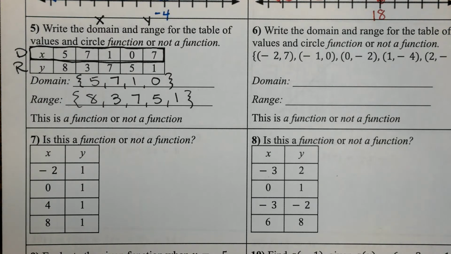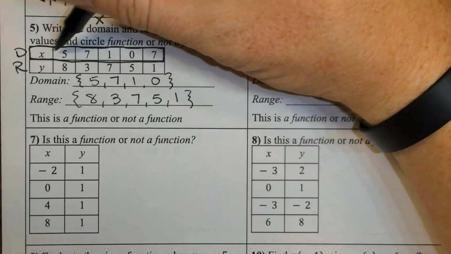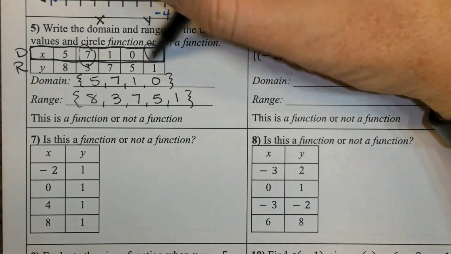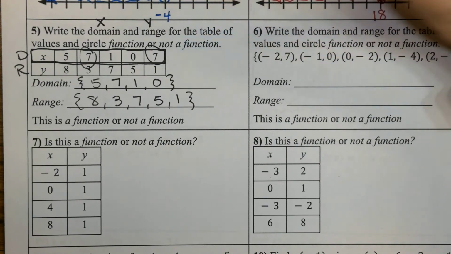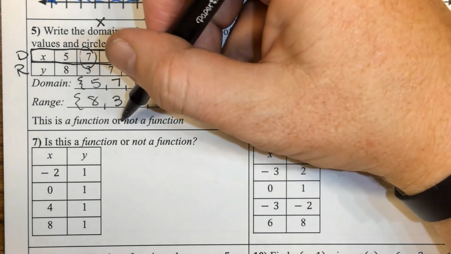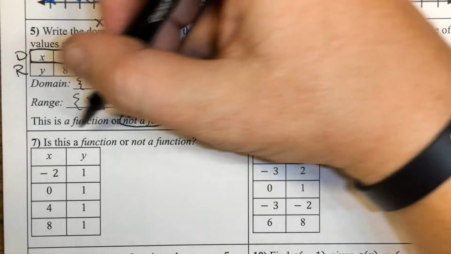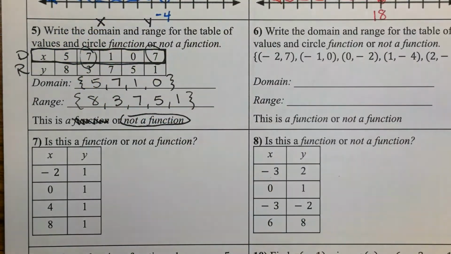But terrible joke. Because I look at my x's, notice I have 2 7s that repeat. So if I have 2 of the same x, I cannot have that, so this is not a function. And I'm done with that question.